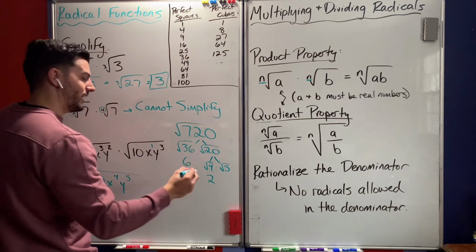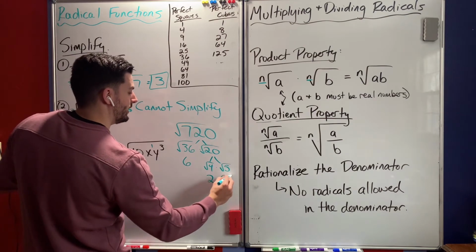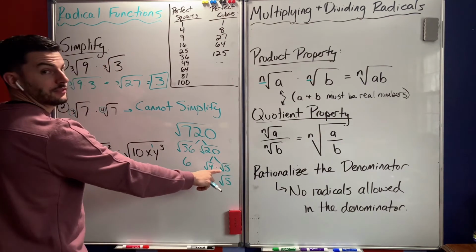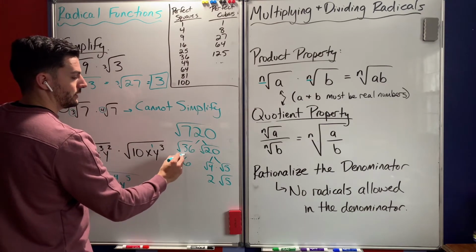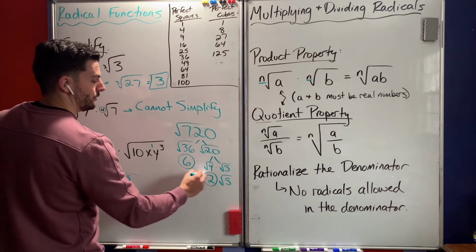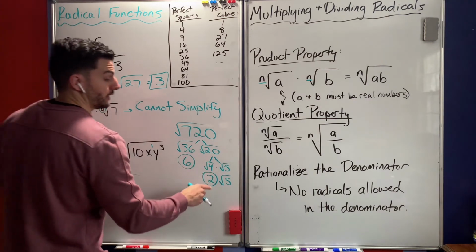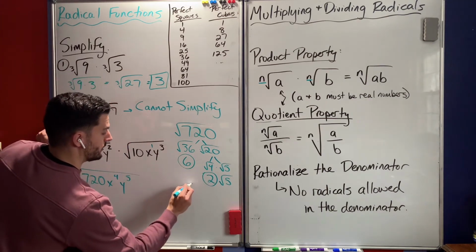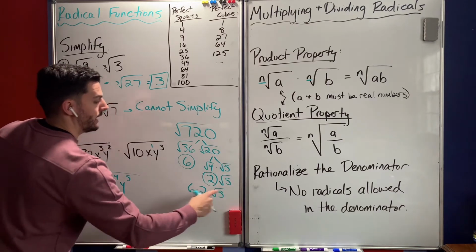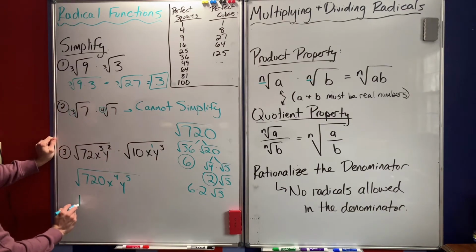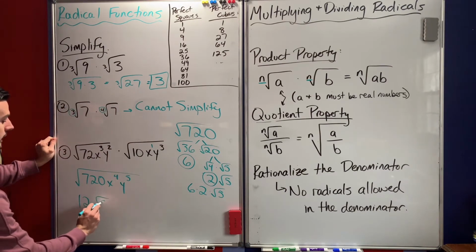So kind of like a factor tree here, right? I still have my square root of 5, that didn't change. I can't take the square root of that. But I took the square root of 36 to get 6, and I took the square root of 4 to get 2. So I could write this as 6 times 2 times the square root of 5, and combine these two. So I would get 12 times the square root of 5.